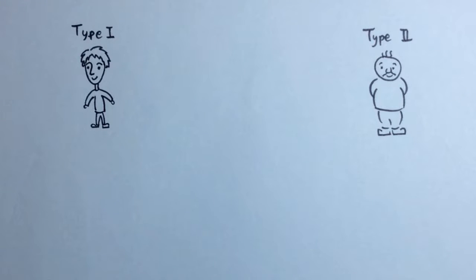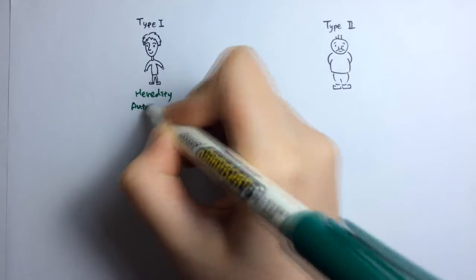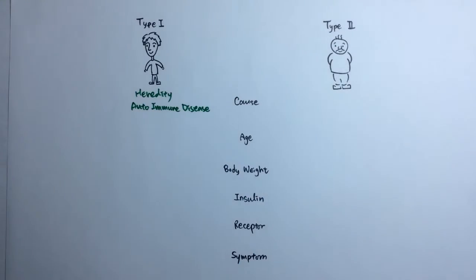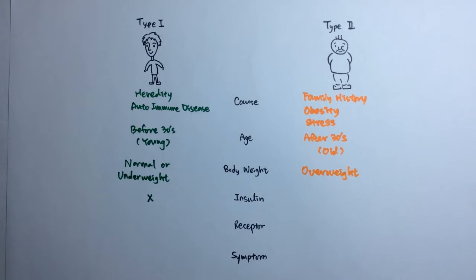This is a picture of a typical patient for each type of diabetes. Type 1 diabetes patient looks like a slim young man. Type 2 diabetes patient looks a lot older and chubbier. Let's see how type 1 diabetes and type 2 diabetes are different from each other. Type 1 is caused by heredity and autoimmune disease, while type 2 is related more to family history or obesity. The most important difference is that in type 1, the insulin production is out of work while the receptor stays normal. However, in type 2, insulin production is at work while the receptor goes through deformation.